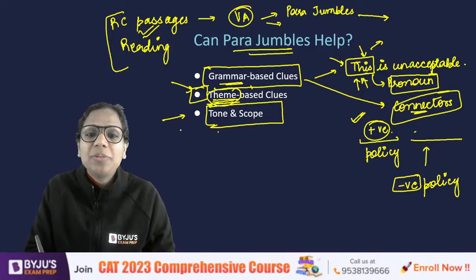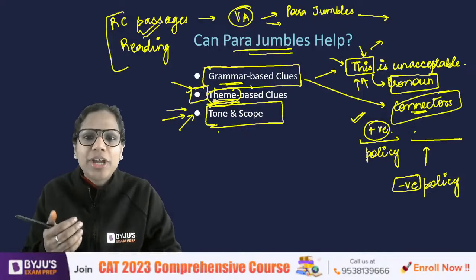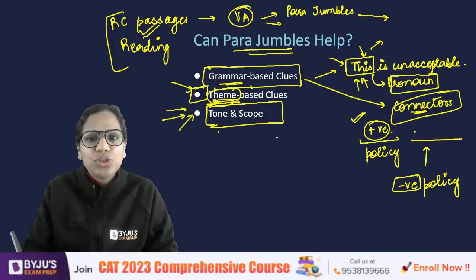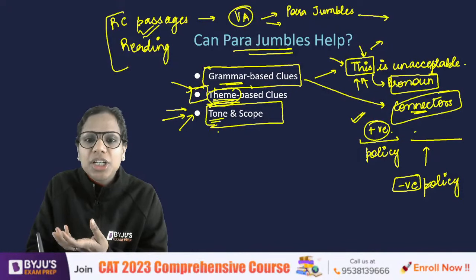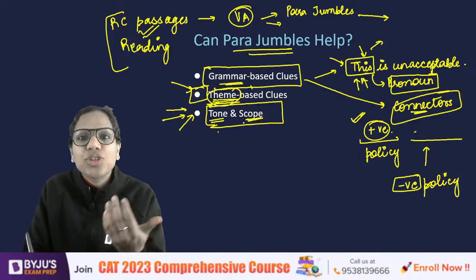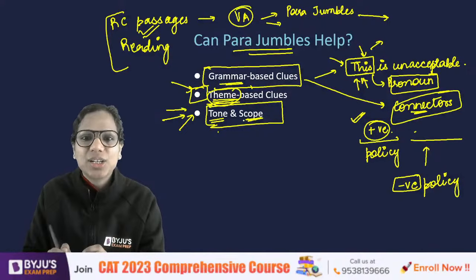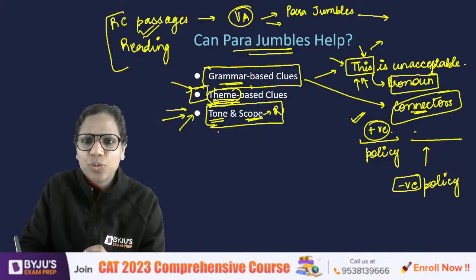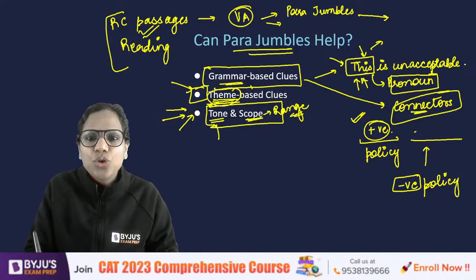Something that you have been doing in para jumbles also. So in case any of you prepared for CAT in 2022, you know this, that in odd sentence para jumbles, we particularly pay attention to the tone of the sentences, the range. What exactly is it that the sentences are talking about? This range is called scope also. Right. So, tone of the sentence.